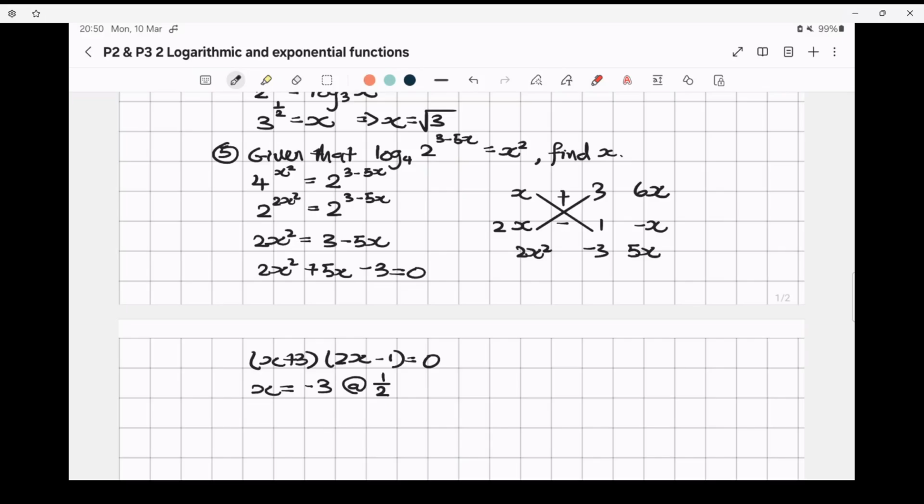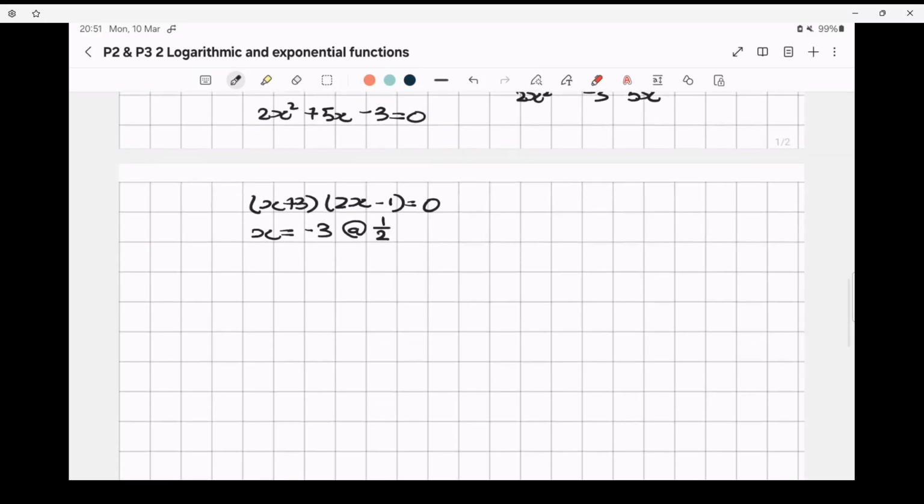So now let's look at the multiplication law, division law, and the power law. For the multiplication law, basically it states that when you have log base a of xy, this is log base a of x plus log base a of y.